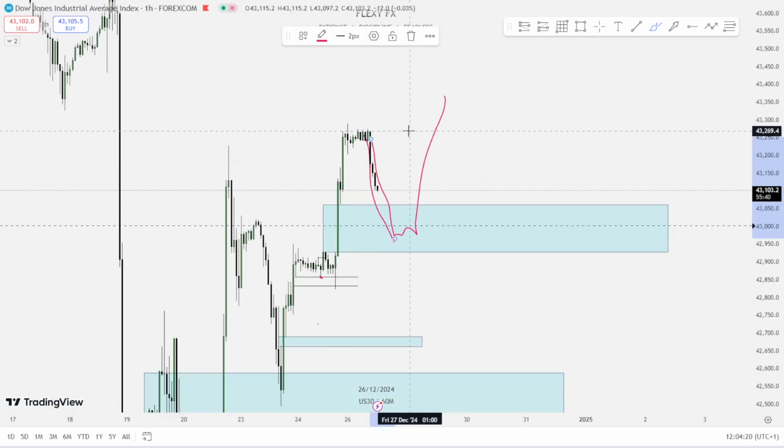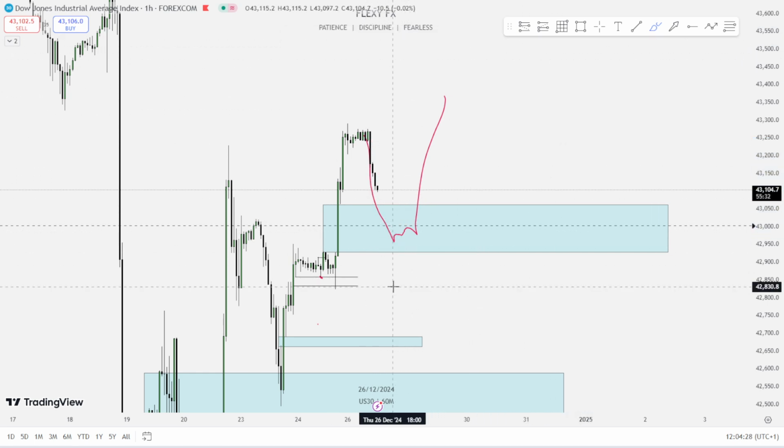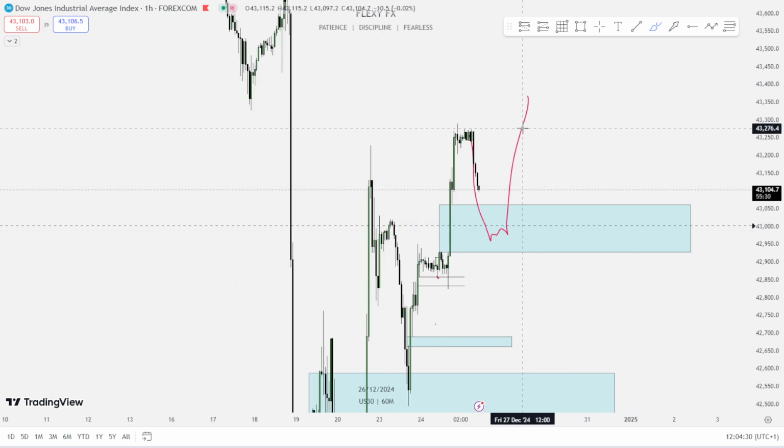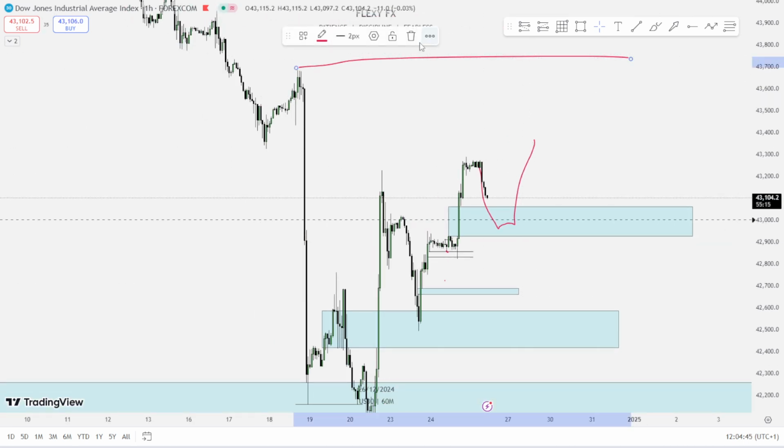Although I don't like this aggressive push down below, I'm still going to take the trade because it all meets my criteria. I also have an alert set right here in case I'm not on my system. I'm going to get notified that price has come into my zone or my point of interest. Then I'll wait, and then I can short it up to this point.